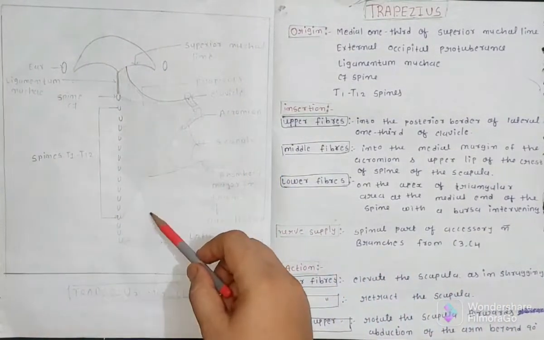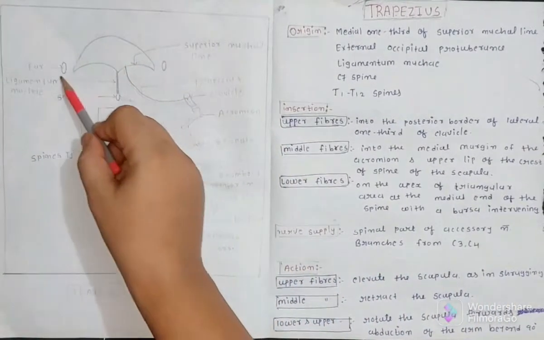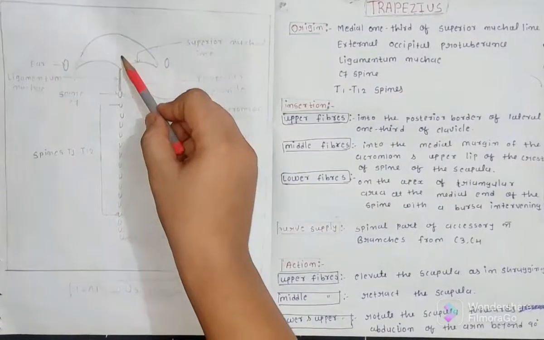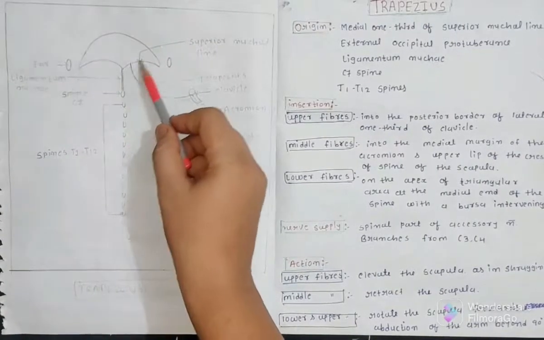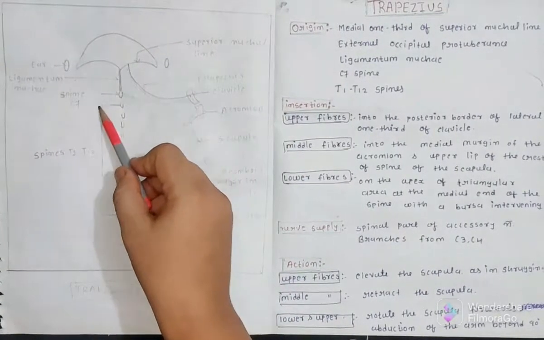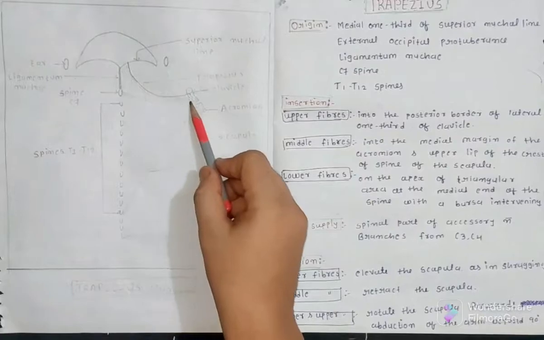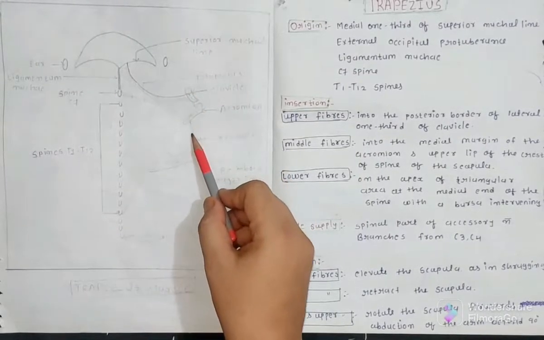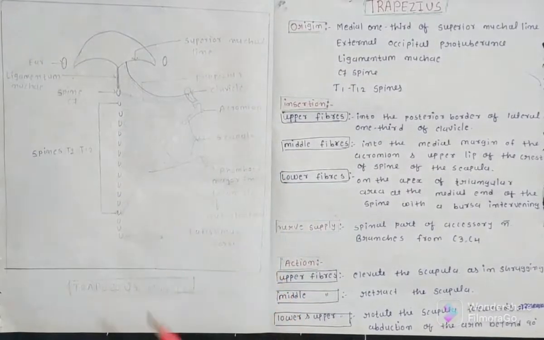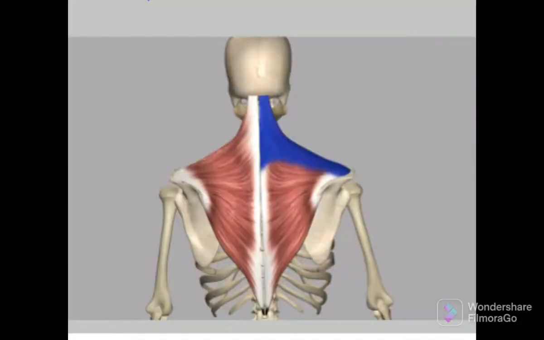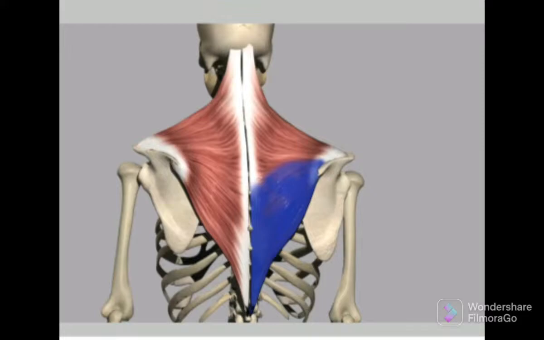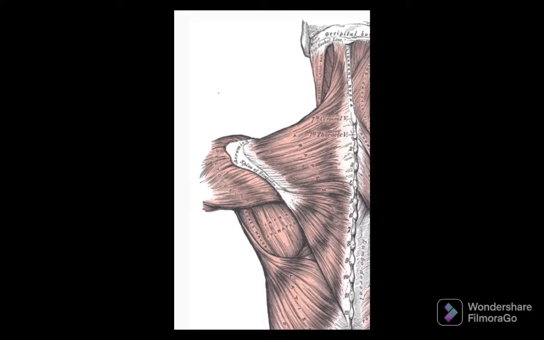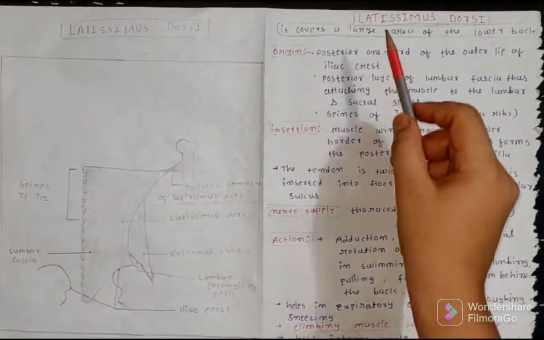You can see here and easily draw the diagram. Origin of the trapezius muscle: upper fiber, middle fiber and lower fiber. Origin is from the ligamentum nuchae, superior nuchal line and T1 to T12, and insertion is over these three areas: clavicle, acromion and scapular part. In this diagram, this is upper trapezius, this is middle and this is lower trapezius. In this diagram you can see the origin and insertion of the muscle.